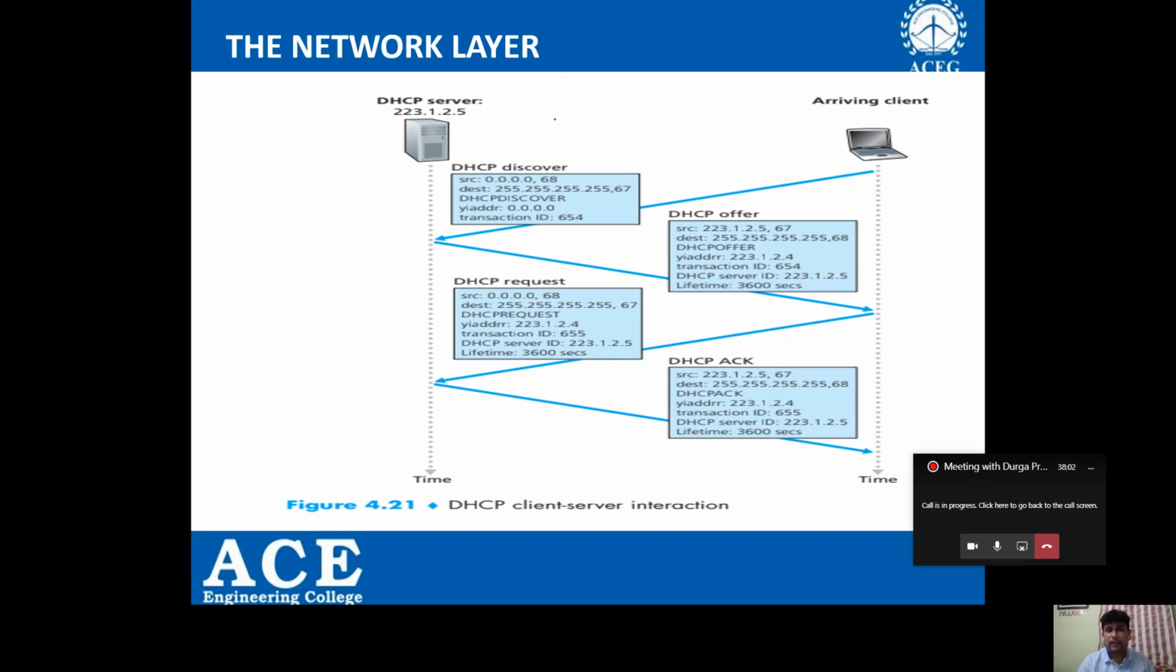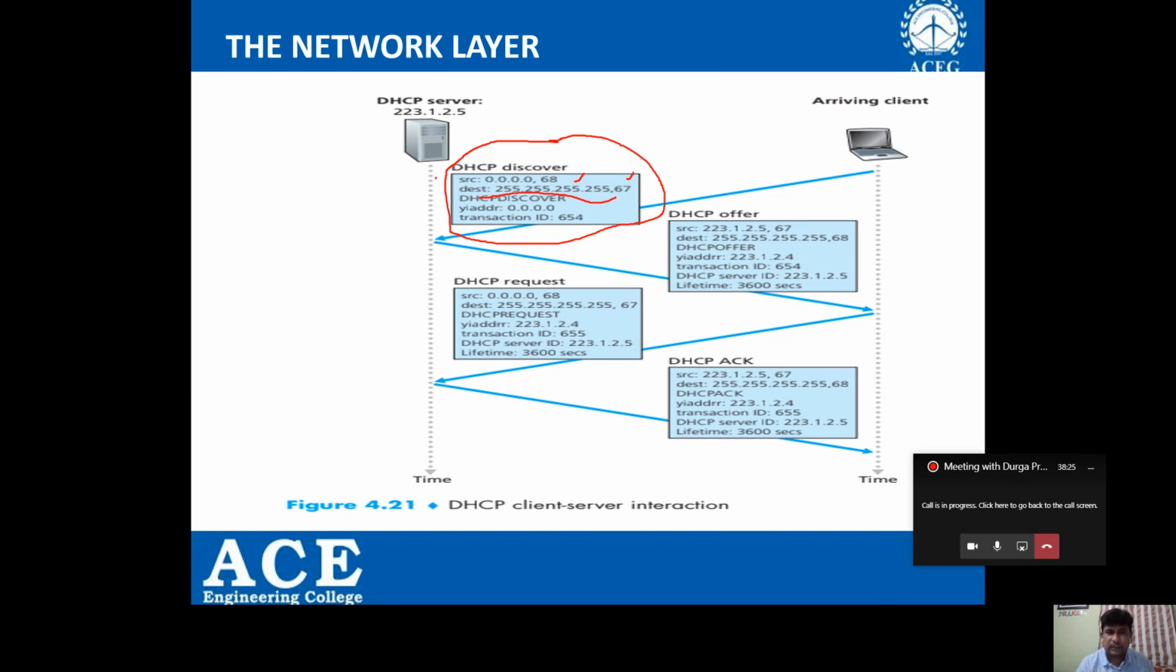So first, once I join a particular network, I will make a broadcast request to discover who is the DHCP server. So what I'm doing is, I don't know my IP address and I am sending to the destination, that is, to all the devices in the network. Along with the IP address, I'm mentioning a port number. Okay.